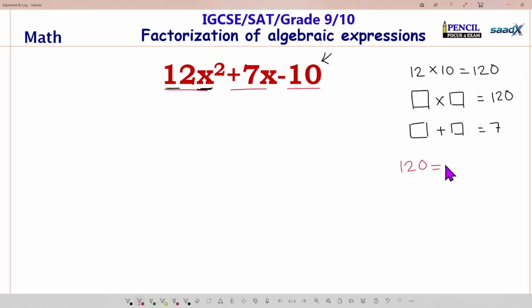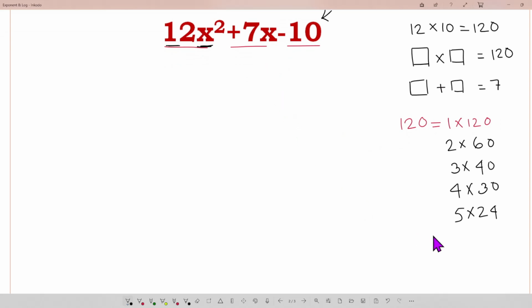It means 1 times 120 is 120. Then 2 times 60 is also 120. 3 times 40 also 120. 4 times 30. Then 5 times 24, right? 5 times 24 also 120. But until now we have not got our required number, which is 7. Then 6 times 20 is also 120, right?